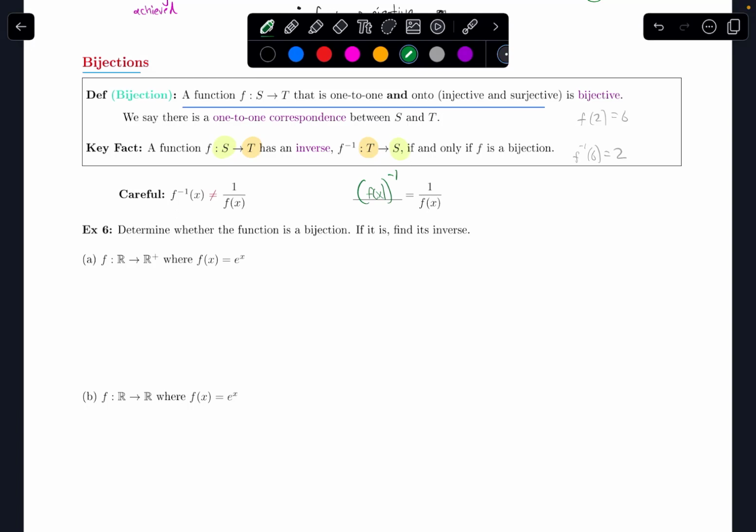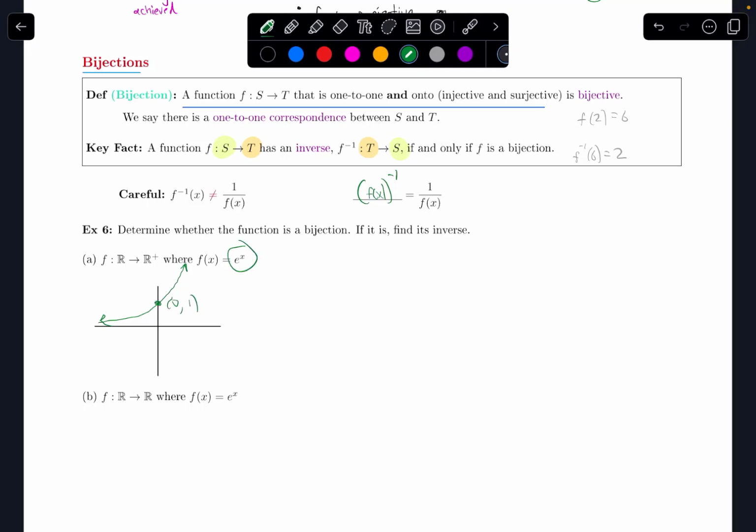Okay, so let's do an example. Let's determine whether the function is a bijection, and if it is, find the inverse. Part A says f is a function from the reals to the positive reals, and f of x is e to the x. We can think about the graph to help us figure out if it's injective and if it's surjective. The graph of e to the x has a horizontal asymptote at the x-axis, and then it grows like this.